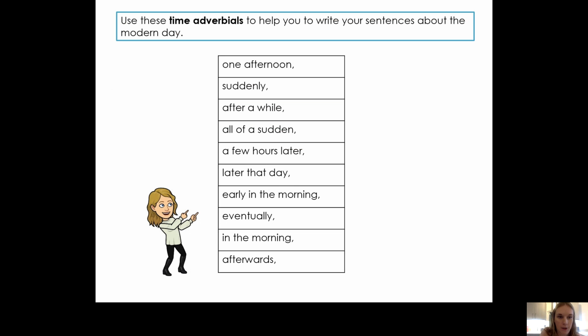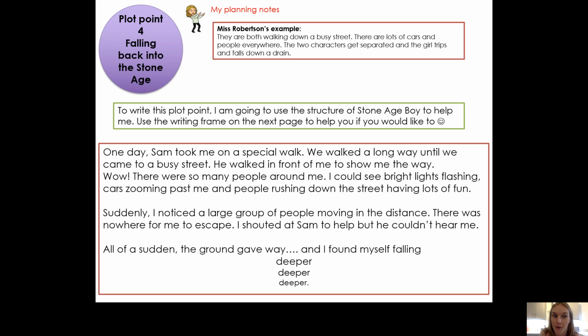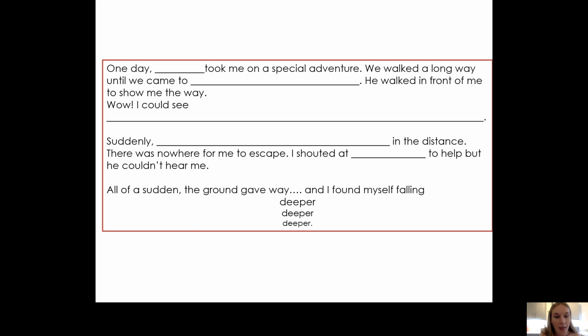Now then. Plot point 4. So this is when your character can fall back into the Stone Age. Okay, now I'm going to use the structure of Stone Age boy again to help me, and I've put on the next page a writing frame to help you as well. So I'll read through my example, then talk you through the writing frame.